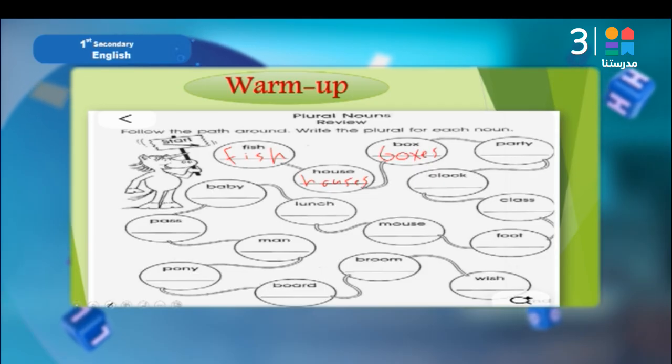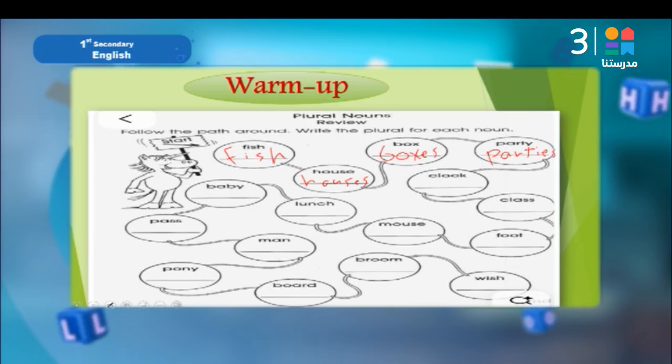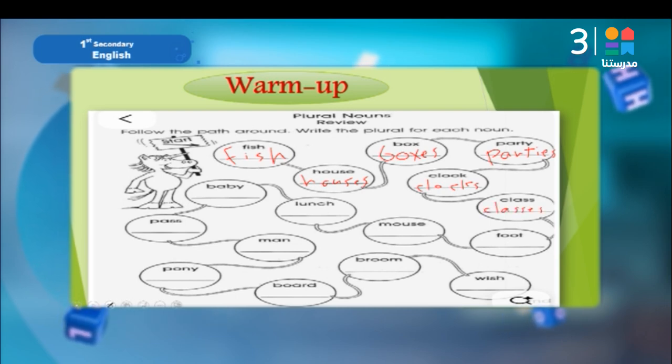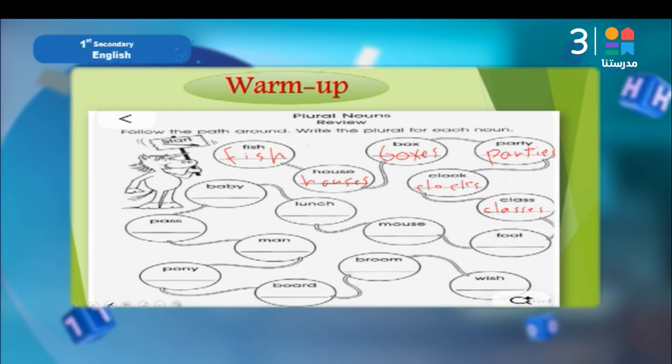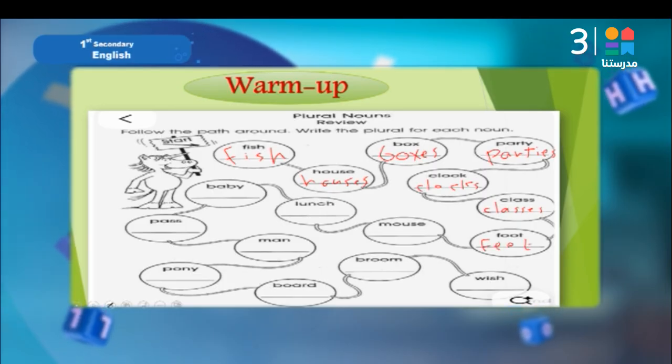Let's take another one. We have to follow the line in order to finish the game. Party. Yes, well done. Parties. Very good. Clock. Clocks. Well done. Class. Classes. Very good. You rock and roll. Foot. Feet. Well done.